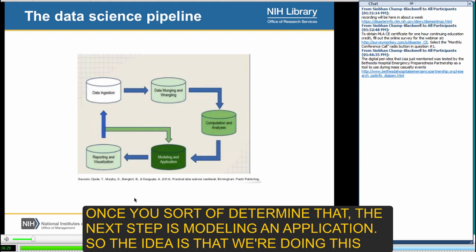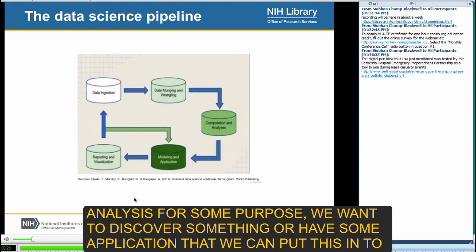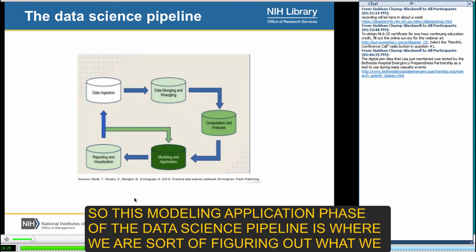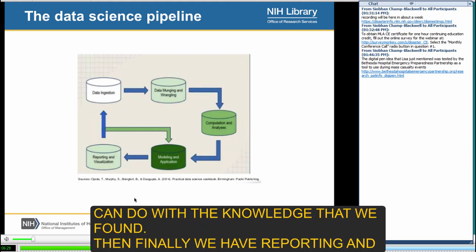Once you've determined that, the next step is modeling and application. The idea is that we're doing this analysis for some purpose. We want to discover something or have some application that we can put this into. So this modeling and application phase of the data science pipeline is where we are figuring out what we can do with the knowledge that we've found.